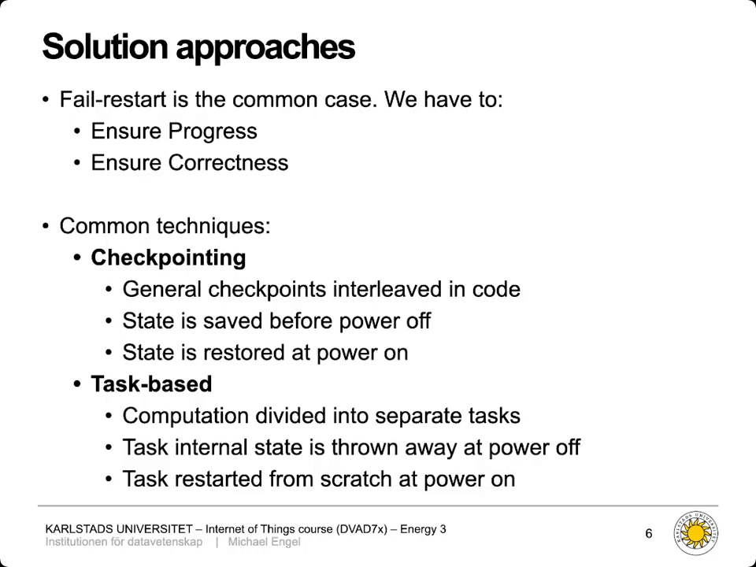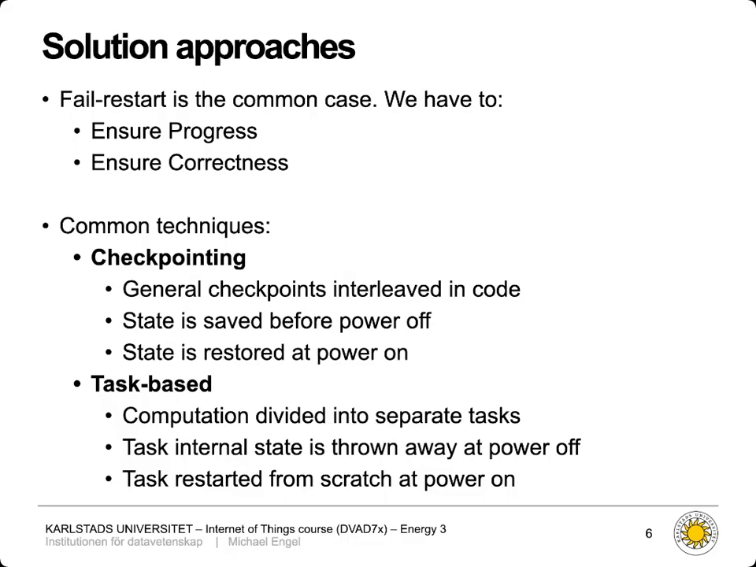We want to ensure progress so that every time a bit of energy is available, our program can continue its execution and get to a point further down. And while doing this, we need to ensure the correctness of the programs. So we still need to ensure that the correct results are calculated. And there are two common techniques used for ensuring progress and correctness in intermittent computing IoT applications.